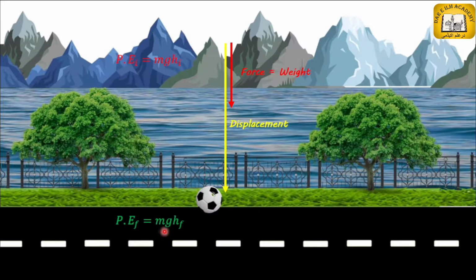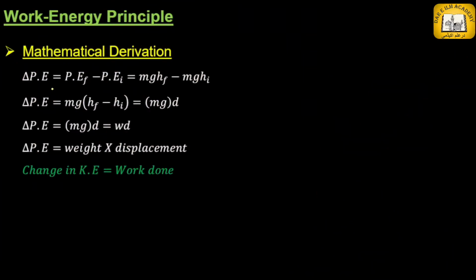In one perspective, we saw that change in potential energy occurred in the football, while in another perspective we saw that work has been done due to this displacement and the force that is actually its weight. Let's relate potential energy and work again with the help of interesting mathematics. According to the scenario previously discussed, the change in potential energy is the difference between final potential energy and initial potential energy, and we put in the values: mghf minus mghi.